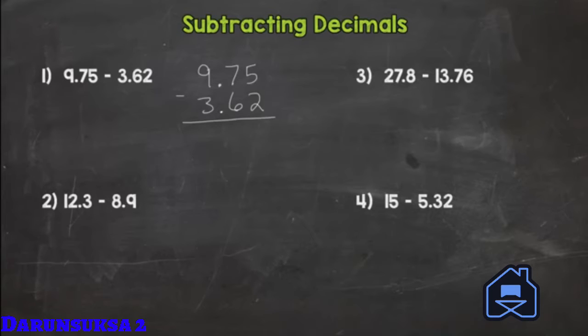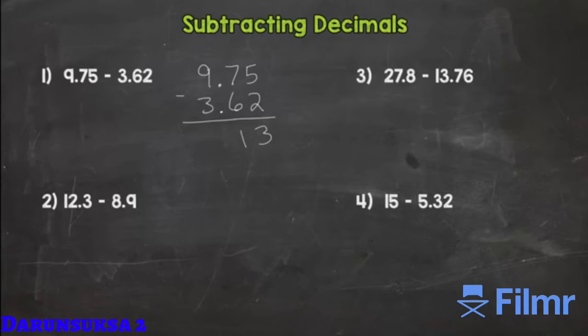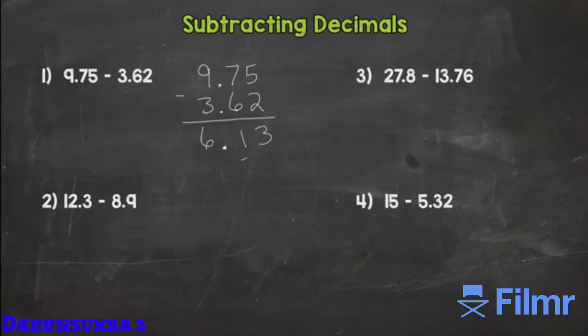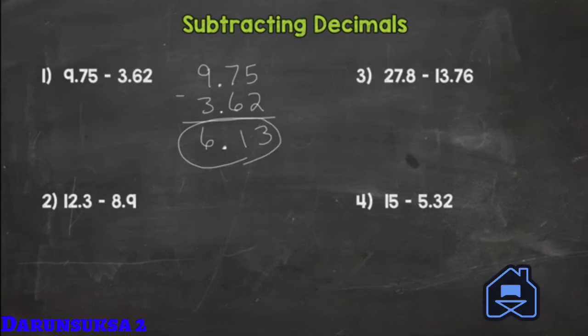So line up our decimals, see if we need any placeholder zeros, and then all we need to do now is subtract. So 5 minus 2 is 3, 7 minus 6 is 1, and when we subtract decimals, just like adding decimals, we bring our decimals straight down, and then 9 minus 3 is 6. So our answer is 6 13/100ths.